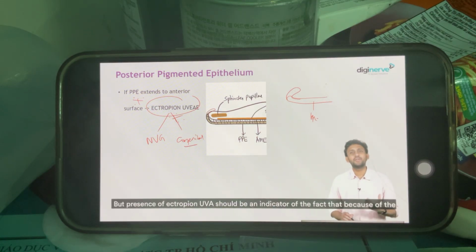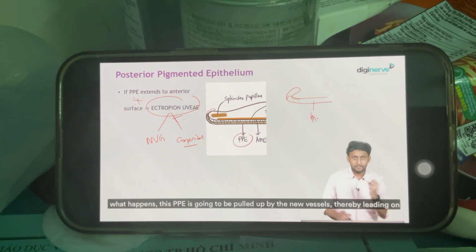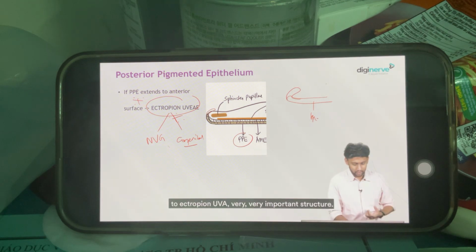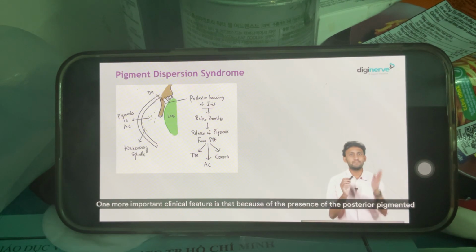But presence of ectropion uvea should be an indicator of the fact that new vessels are being formed in the iris. Because of the fibrovascular pull, this PPE is going to be pulled up by the new vessels, thereby leading on to ectropion uvea. Very, very important structure.